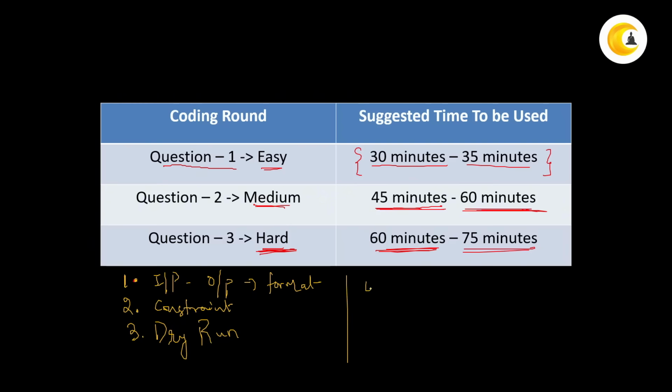Once the dry run is done, you need to write your pseudo code. And once the pseudo code is ready, you need to make a comparison between your pseudo code and your dry run, to check that they are matching. If not, edit your pseudo code right here. Then do your coding.